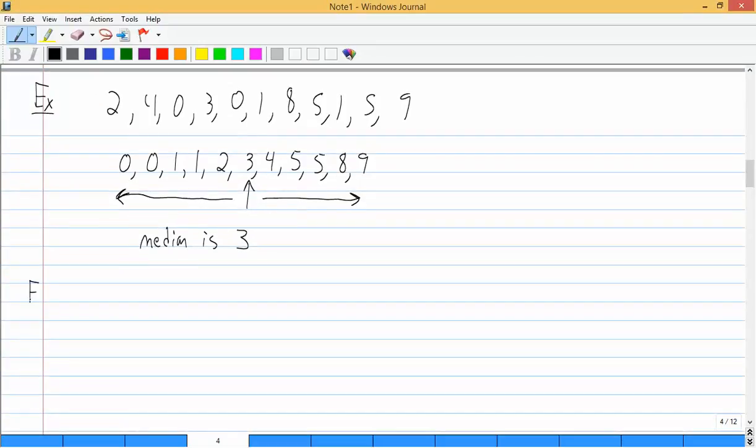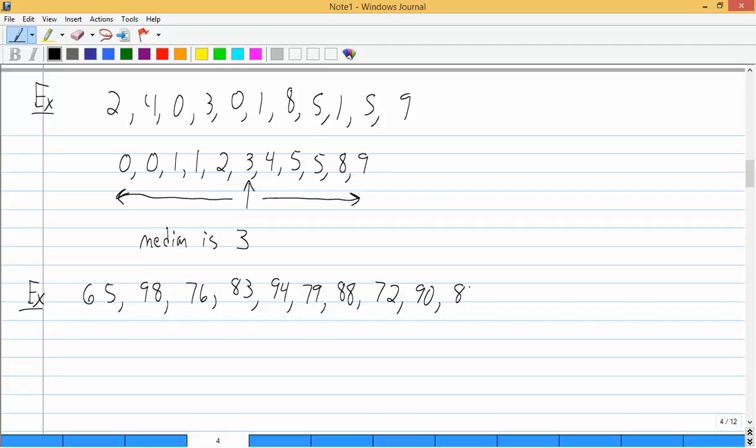Okay. Here's another example. Let's find the median. I'll let you do this one. So 65, 98, 76, 83, 94, 79, 88, 72, 90, 85. So first count how many items there are, sort the data items, and then find the median.